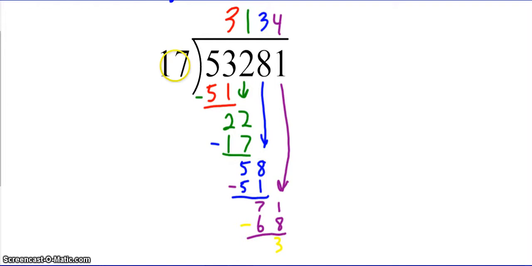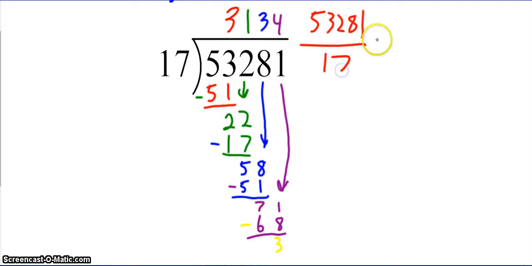7 doesn't divide 17, so I bring the 1 down. 71 divided by 17 is 4. 4 times 17 is 68. Subtract, and I get 3. So what that tells us then is 53,281 divided by 17 is 3,134 plus 3/17.